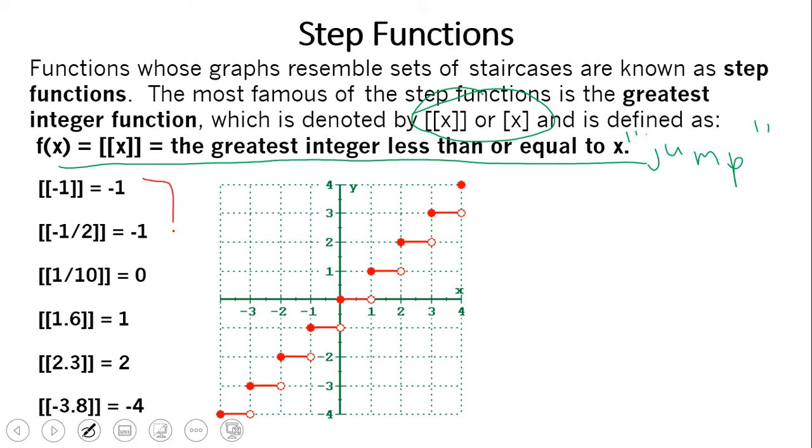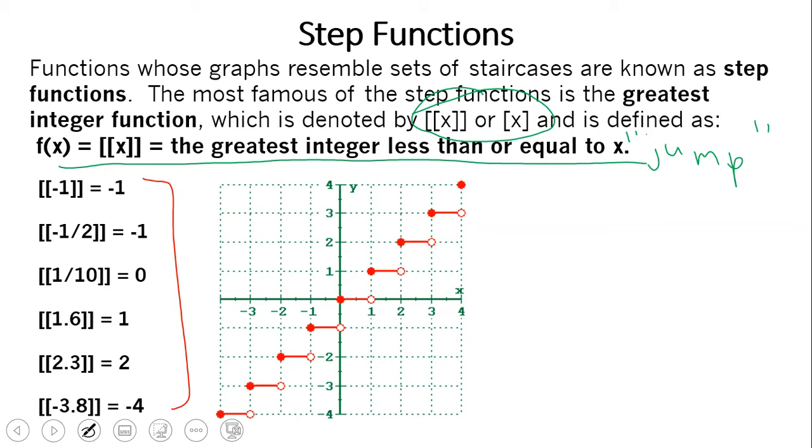So a couple of calculations over here. If you were to plug in -1, the greatest integer less than or equal to -1 would still be -1. If you were to plug in -0.5, you would go down to the closest integer, which would be -1. If you were to plug in 1/10, which is 0.1, the greatest integer less than or equal to 0.1 is 0. 1.6 goes down to 1, 2.3 goes down to 2, -3.8 goes down to -4. Always be careful with those negatives because the closest integer will always be going down, which is less than.